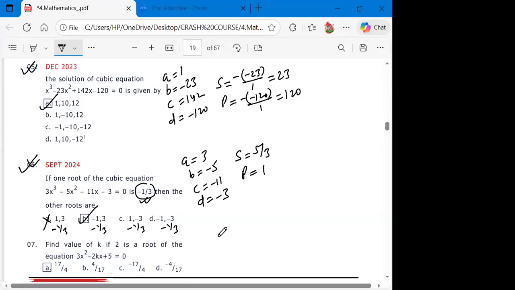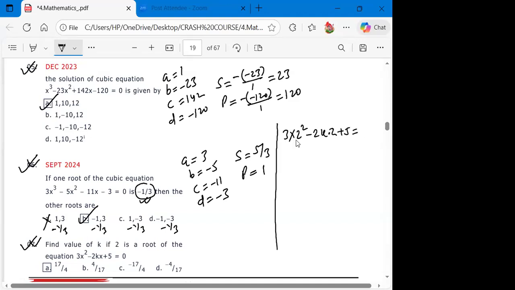Can I scroll the page now? Okay, I'm having sufficient space available. Question number 7. Find the value of k if 2 is the root of the equation. Remember what I told you? Yes, x is how much? 2. So it will be 3 into 2 square minus 2k into 2 and plus 5 is equals to 0.